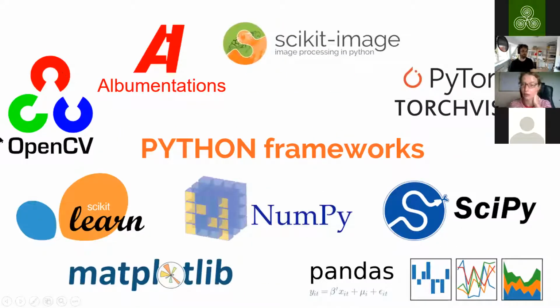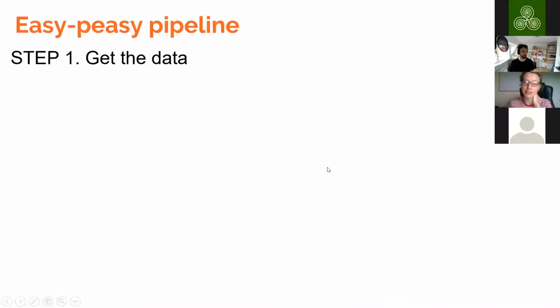It has libraries for processing images, libraries for augmentations, for working with arrays, and so on. So it has all those tools ready for you, so you don't need to write everything yourself. And this is very convenient. So by using all those tools, I'll show you how to make an easy peasy pipeline for a classifier.